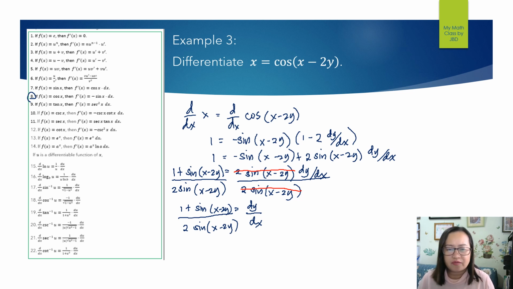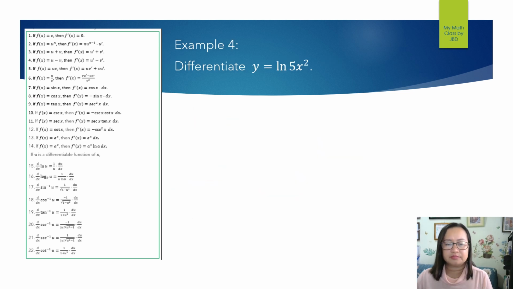So the derivative of x equals cosine of x minus 2y is 1 plus sine of x minus 2y all over 2 sine of x minus 2y. Now let's have example number 4, wherein we have an equation involving the natural logarithm. So with this, in order to find the derivative of an expression with natural logarithm, we use rule number 15. So first we get the derivative of the equation.